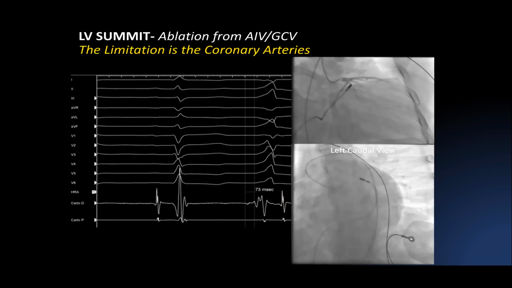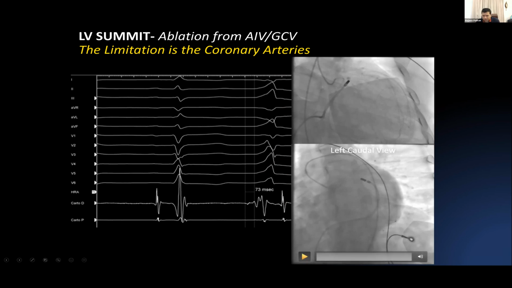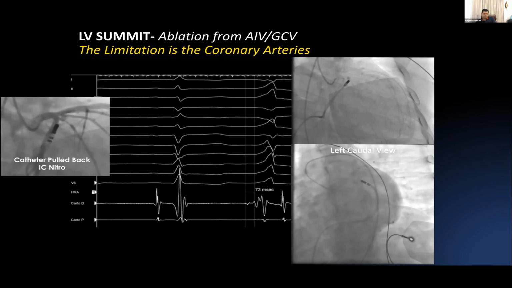Now, the most important problem when we are trying to do an ablation in the epicardium is the presence of coronary arteries. The proximity of the coronary artery makes it difficult for us to do the ablation. In this particular case, as you can see, it's almost impossible to do the burn. All the diagonals and perforators you can see are almost always there. And of course, in this case, we were not able to do ablation from the coronary sinus itself.